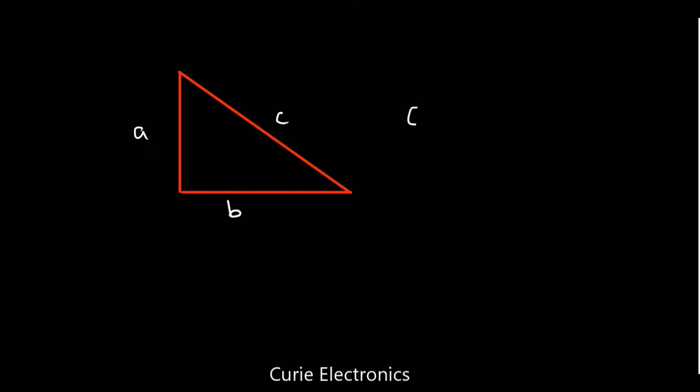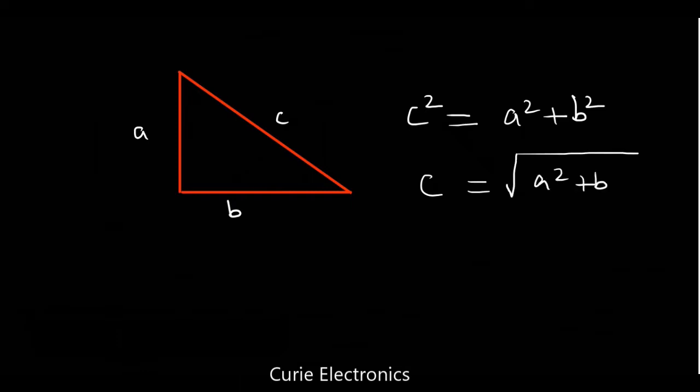So when you get a normal triangle, usually we notate the hypotenuse by C and the sides A and B. Now we can write, as per Pythagoras theorem, C square, that is the hypotenuse square, equals A square plus B square. So if you want to know C, you have to take the square root of A square plus B square.